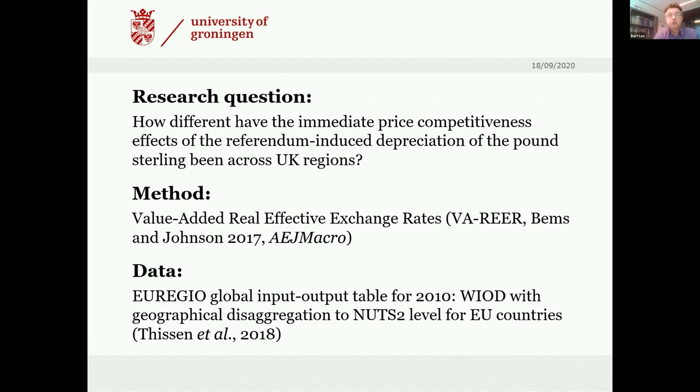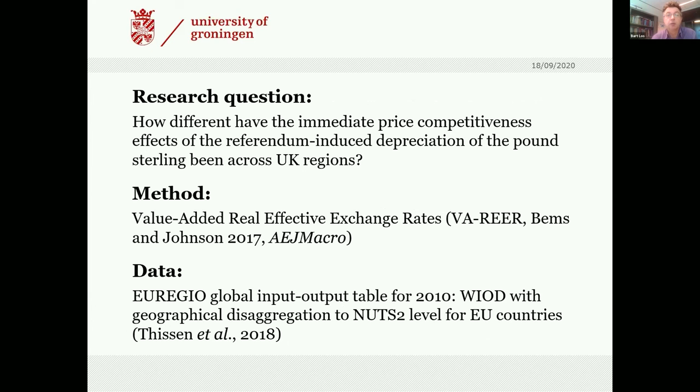So our research question is, how different have the immediate price competitiveness effects of the referendum-induced depreciation of the pound been across UK regions? In order to address this question, we use a novel type of exchange rates, the so-called value-added real effective exchange rates proposed by Bems and Johnson in a relatively recent paper in American Economic Journal: Macroeconomics.